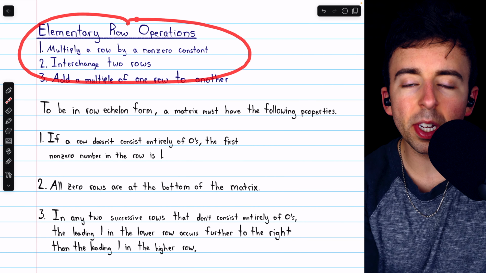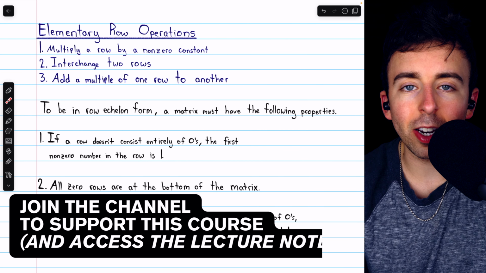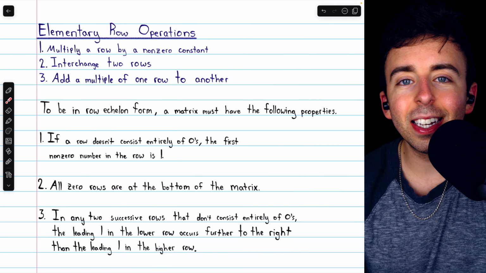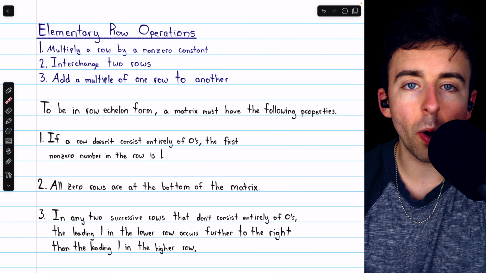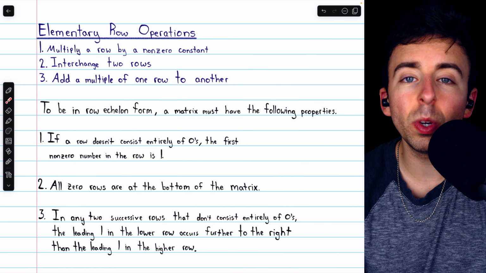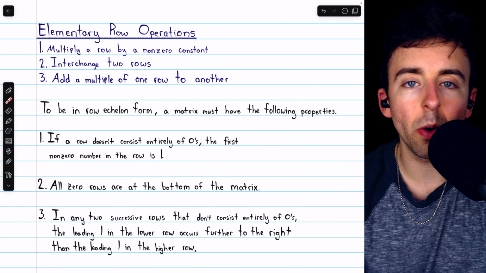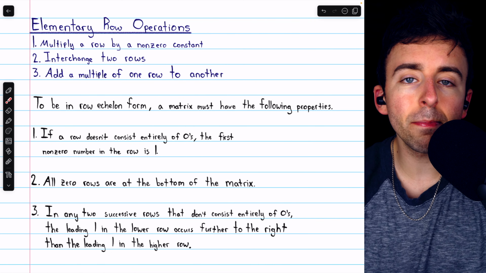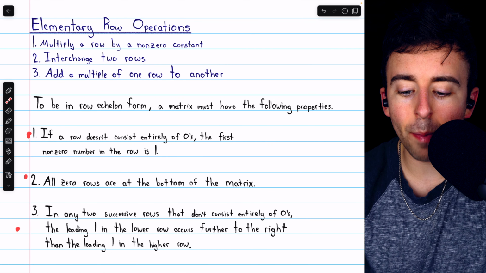These are the three elementary row operations, and these operations can be performed on a matrix to get it into what's called row echelon form. Throughout this course, there will be countless times we need to put a matrix into row echelon form. For a matrix to be in row echelon form, it must have these three properties.